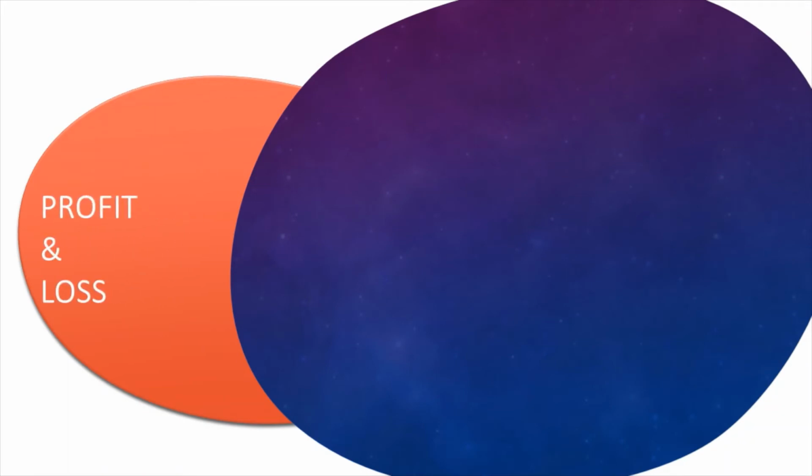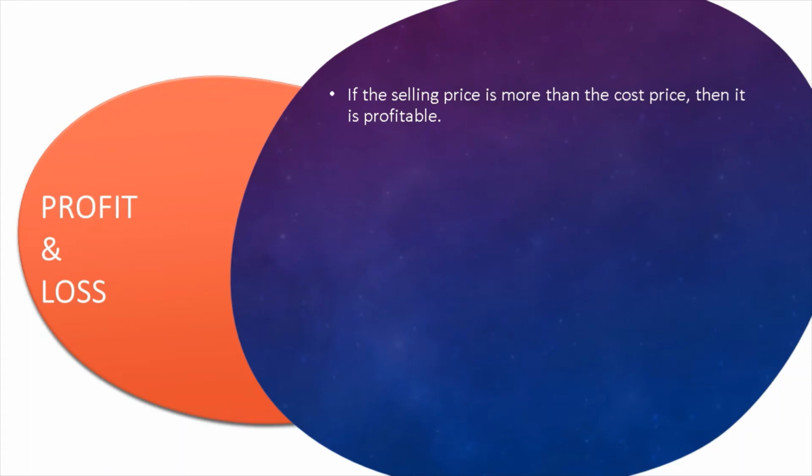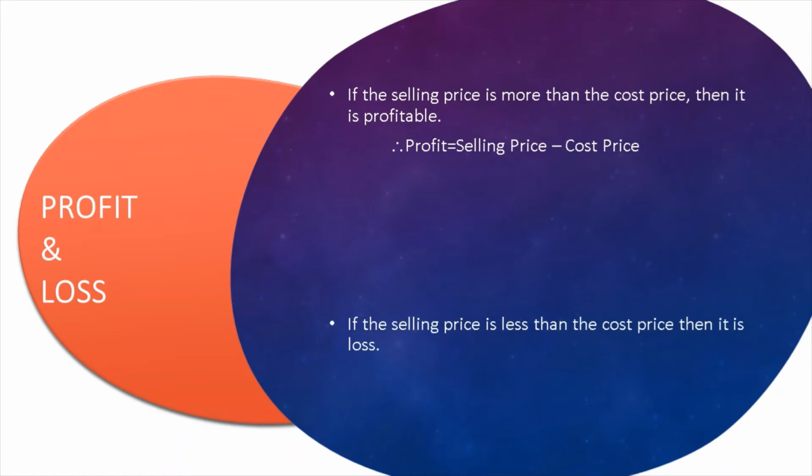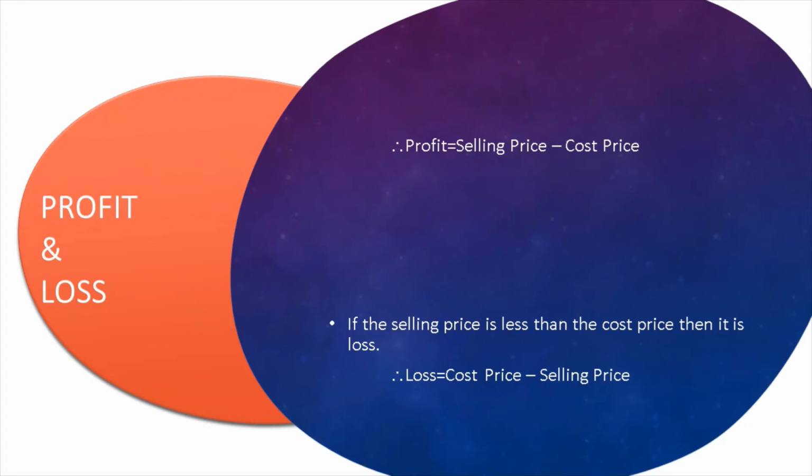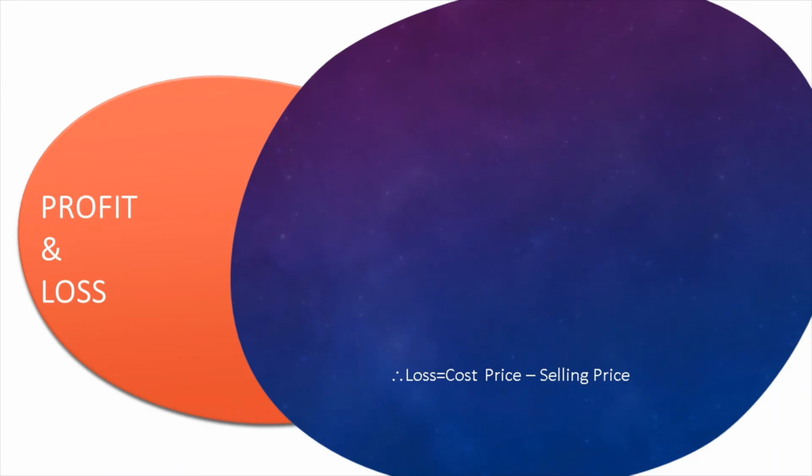Now profit and loss. If the selling price is more than the cost price, then it is profit. That is the formula: profit equals selling price minus cost price. If the selling price is less than the cost price, then it is loss. And this is the formula: loss equals cost price minus selling price. So this is the formula of profit, selling price minus cost price, and this is the formula of loss, cost price minus selling price.